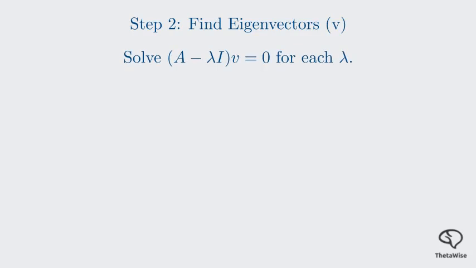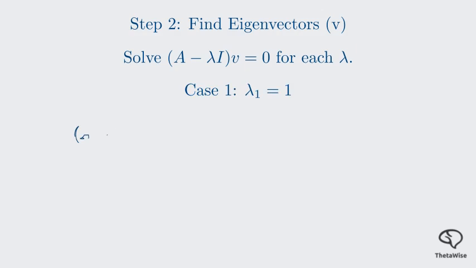Now that we have our eigenvalues, lambda equals 1 and lambda equals 3, we can proceed to step 2, finding the corresponding eigenvectors. We'll do this by solving the system (A minus lambda I) v equals 0 for each eigenvalue. Let's start with our first eigenvalue. Case 1. Lambda equals 1.